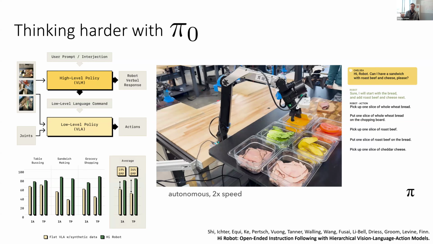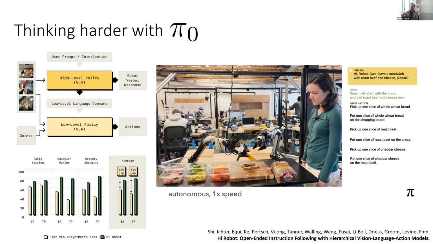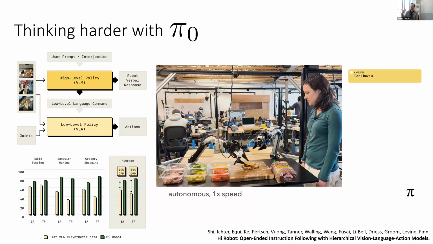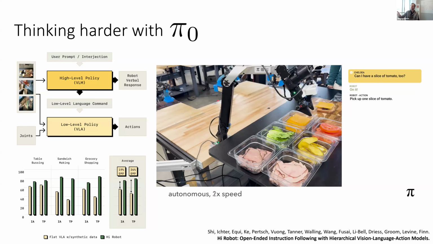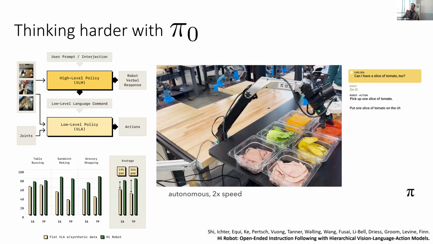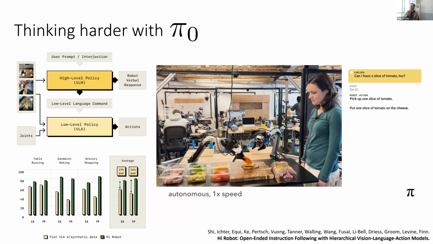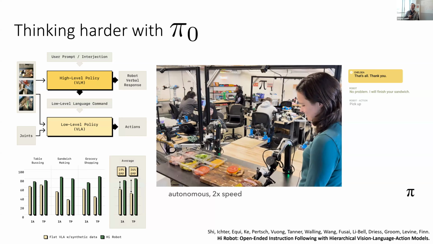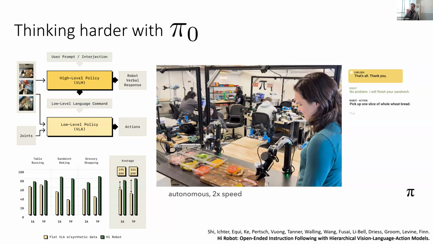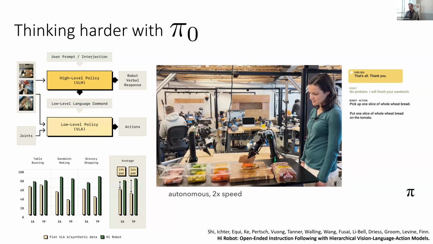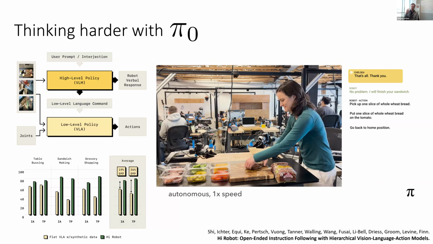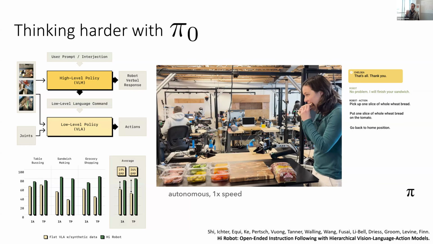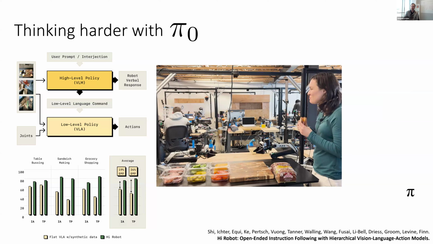Now, as the robot is doing this task, the high-level policy is actually listening for additional voice commands. So here Chelsea says, can I have a slice of tomato too? The high-level policy responds, says on it, and then it actually changes how it walks the robot through the rest of the task to instruct it to pick up the tomato and put the tomato on the cheese. And when Chelsea says that's all, thank you, then the high-level policy knows that it should now complete the sandwich by taking the second slice of bread. So this kind of high-level reasoning can actually enable much more detailed instruction following and even handle contextual interjections.